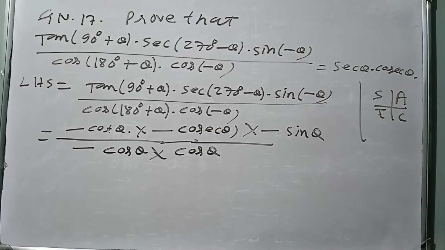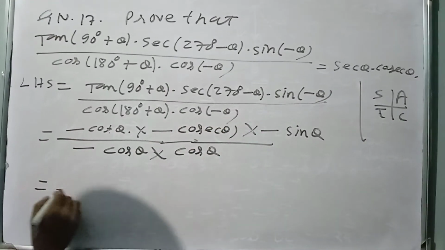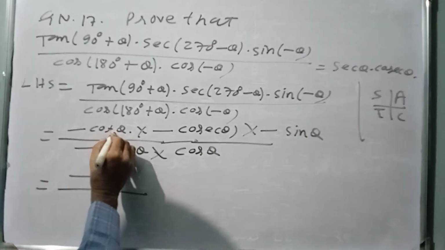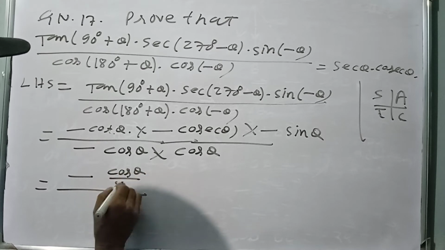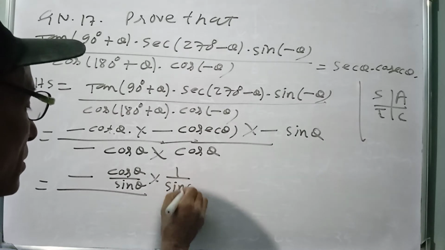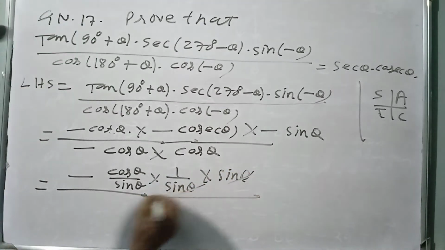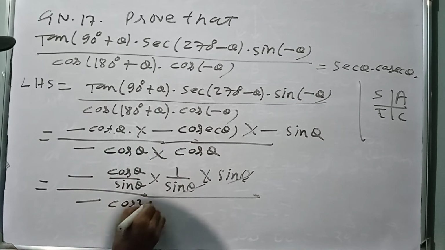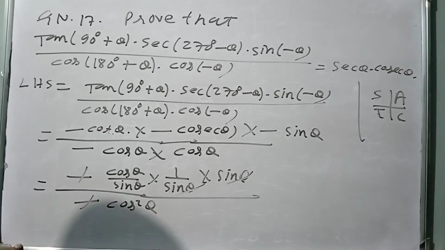Then what can you cut? Minus into minus is plus, plus into minus is minus. Math is saying minus minus plus, plus minus minus. Cut means: cos theta upon sin theta into cosec theta, 1 by sin theta into sin theta. Sin cancels sin. Minus cos square theta. So what can be done? Minus or minus also cos.